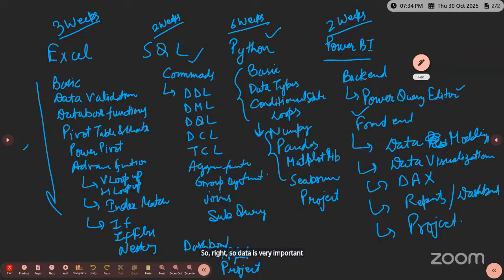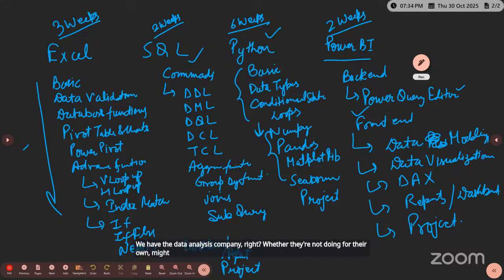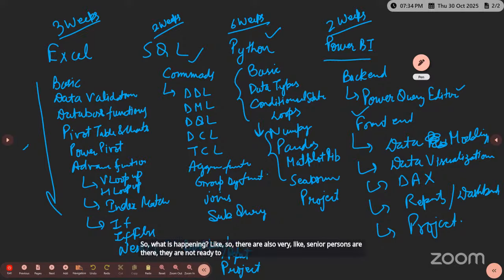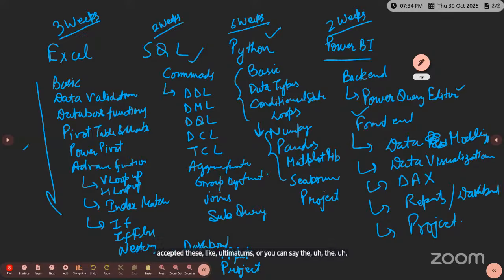So that is why we have a data analysis department in each company, right? Whether they are not doing it for their own, they might be outsourced, giving services to other companies. But definitely every company has data analysis, almost 90% of companies, right? So what is happening is that there are very senior persons who are not ready to understand the new concepts, new things. They have not accepted these ultimatums, or the instructions given by the companies. So they have not learned.